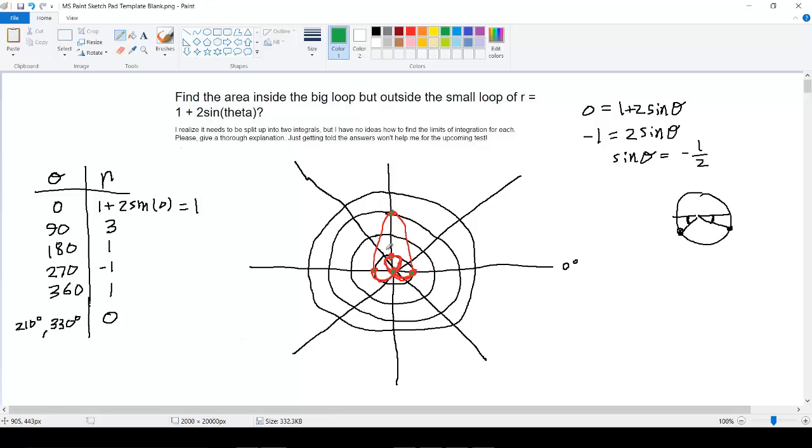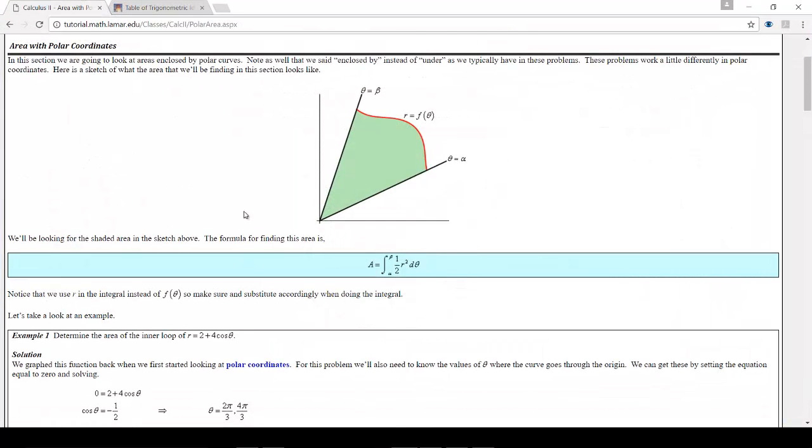So understanding how that goes is essential when we find our integral, and also knowing exactly where it goes through the center, which is always going to be when r equals 0. Okay, so now let's go ahead and look at the integral a little bit. Just in case you forgot, the area is a bit different here than you would normally have if this was just Cartesian coordinates. For a polar graph, the area is equal to 1/2 r squared d theta.